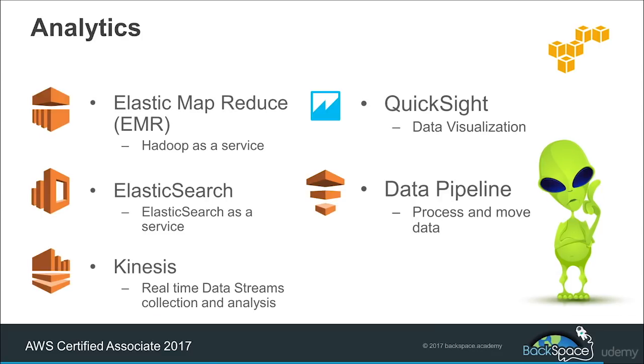The last category that I want to talk about is the analytics category, and the areas that we need to understand for an associate level certification is AWS Elastic MapReduce, or EMR, and that is AWS's Hadoop as a service. And Hadoop is an analytics service for analyzing large amounts of data.